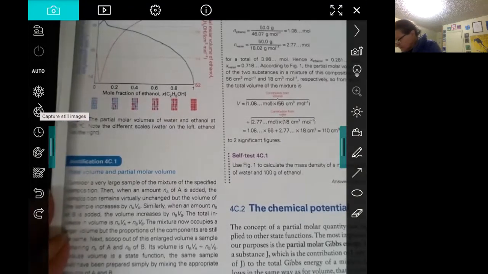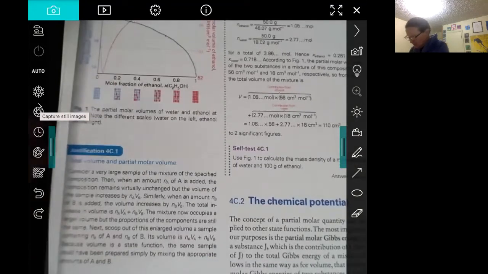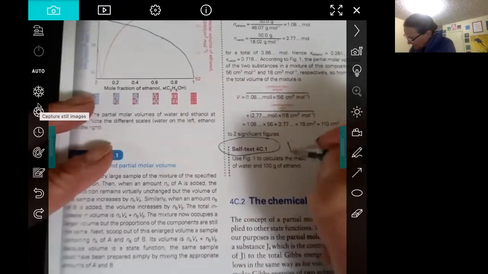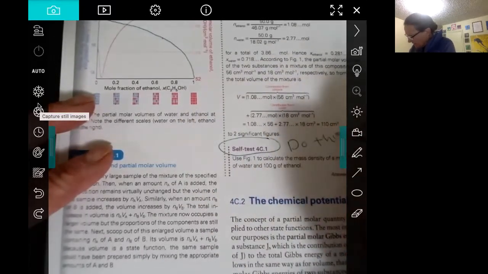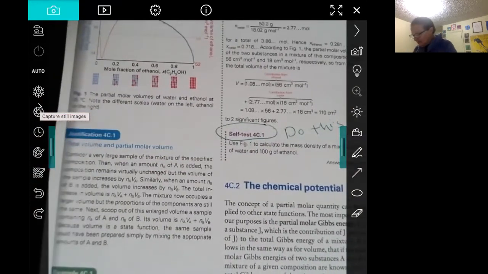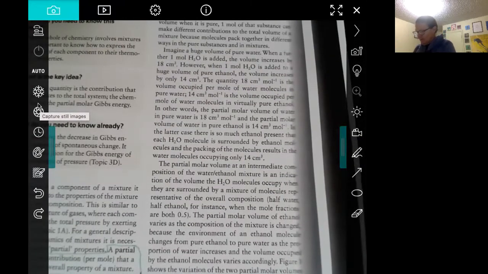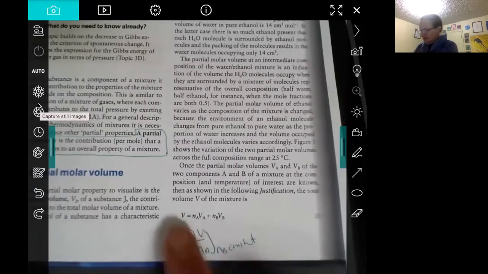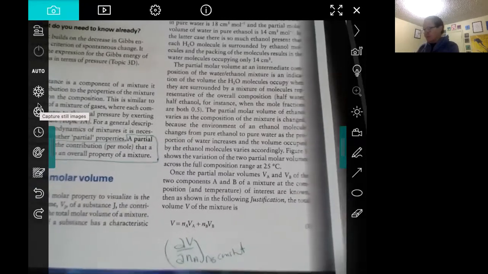So go ahead and do this self-test and then come back and listen some more. So it's just making you think about that equation right here. You have the number of moles, you have a partial molar volume, and how is that going to impact the total volume? So try to do that self-test.